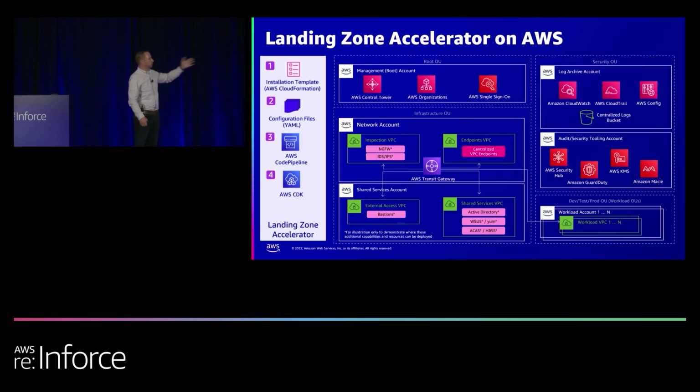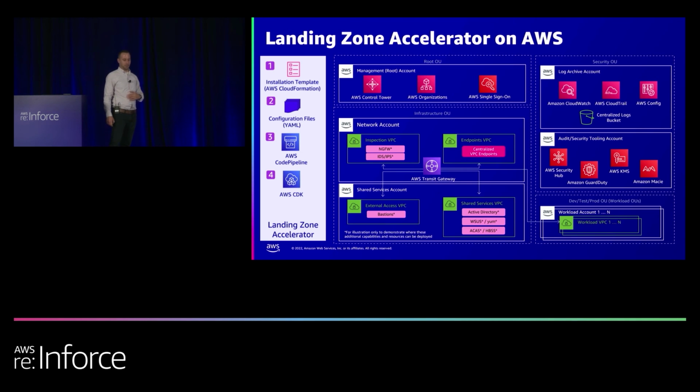So again, we just spoke about the networking account and the networking capabilities. You can define how you want those VPCs to look. You can define how and which shared services you might want to incorporate. But the idea here is flexibility. You get to decide how this is going to look. We will do the heavy lifting for you in terms of automation and the security and compliance guardrails.